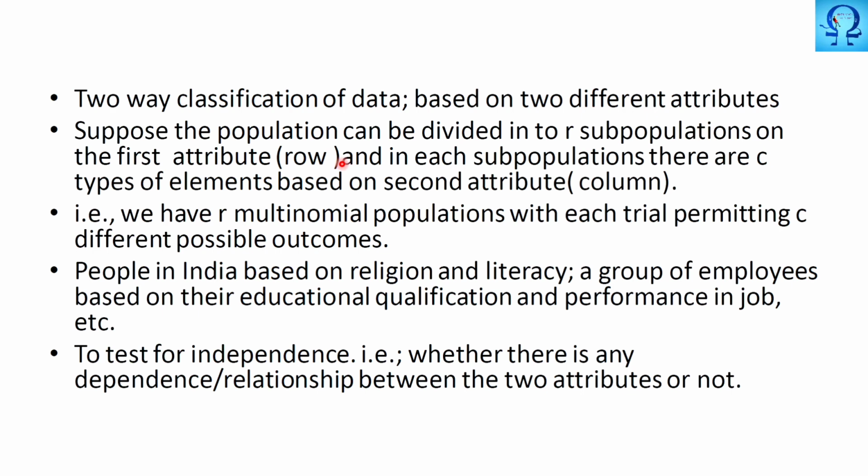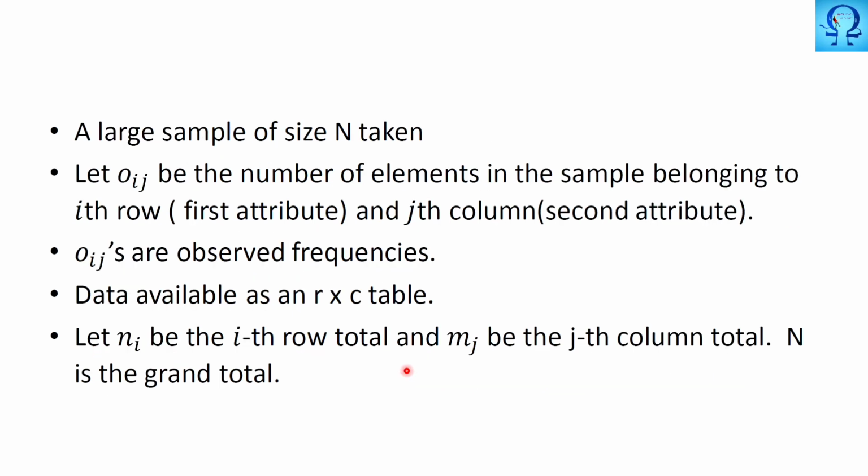One attribute is specified row-wise. When we say attribute, there may be any number of attributes. In the proportion case, we had only two: either having an attribute or not having it. But here we have several options for the attributes, religion and literacy rate. There are many religions, so when it comes to religion, there can be many possibilities. That is what we are going to do: is there any dependency between them or not? That is what we will test.